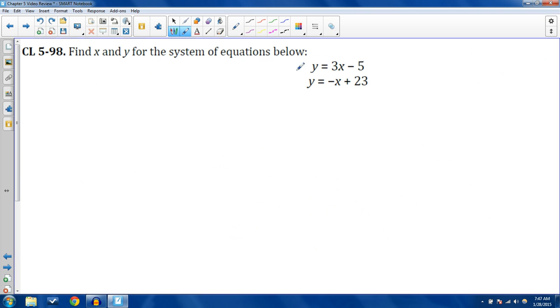I think this is the last problem, which would be really nice. I'll finish on time. Find x and y for the system of equations below.